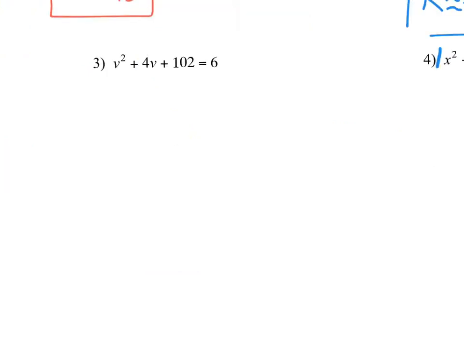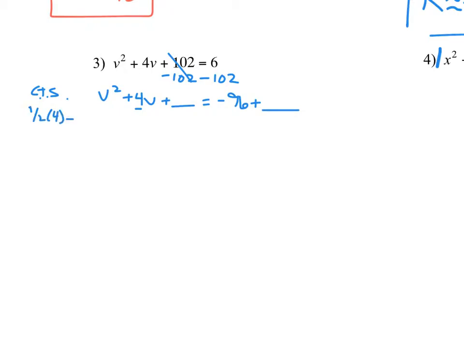Number 3, we're going to move our C. It's positive, therefore we subtract it. And we leave a spot to complete the square. 6 minus 102 is -96. And we've got to balance the equation, so we'll complete the square on the right. And remember how we did that last time. It's half the middle number, half of 4, which is 2, and then 2 squared is 4.